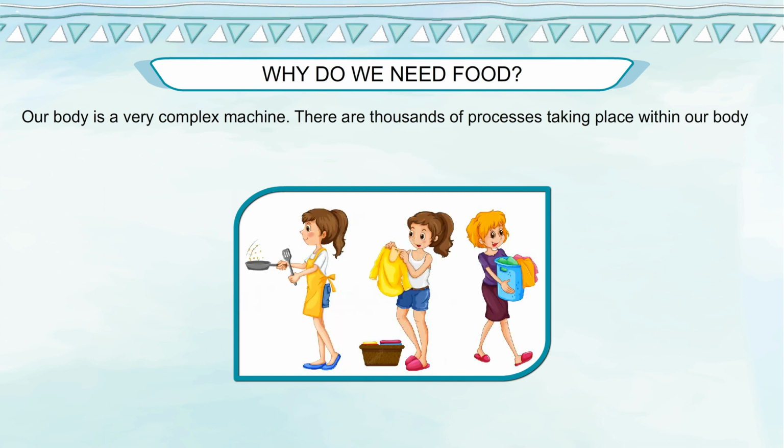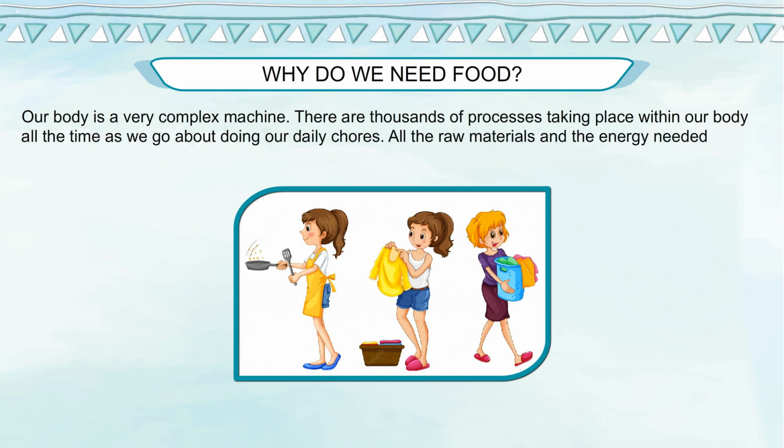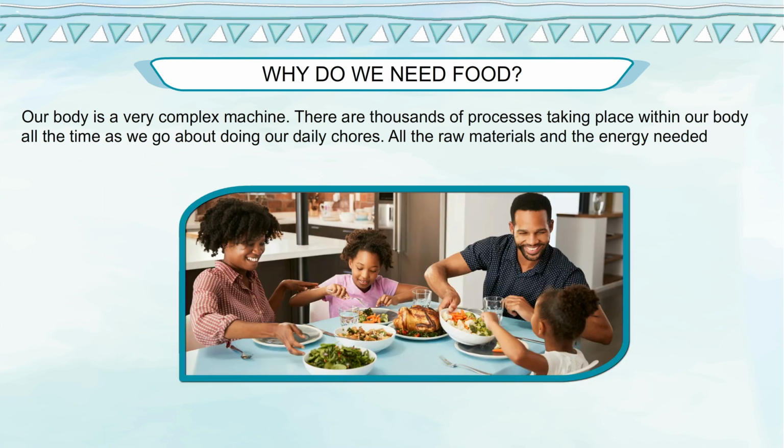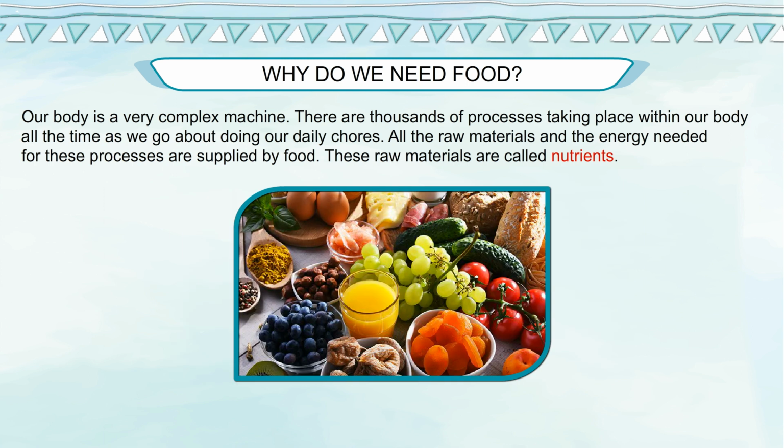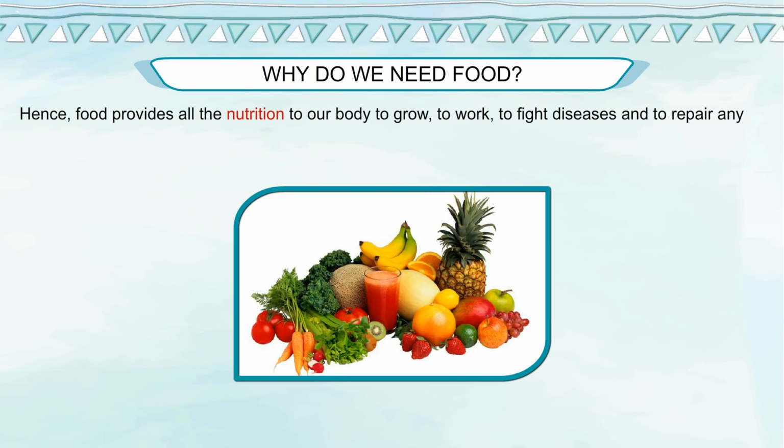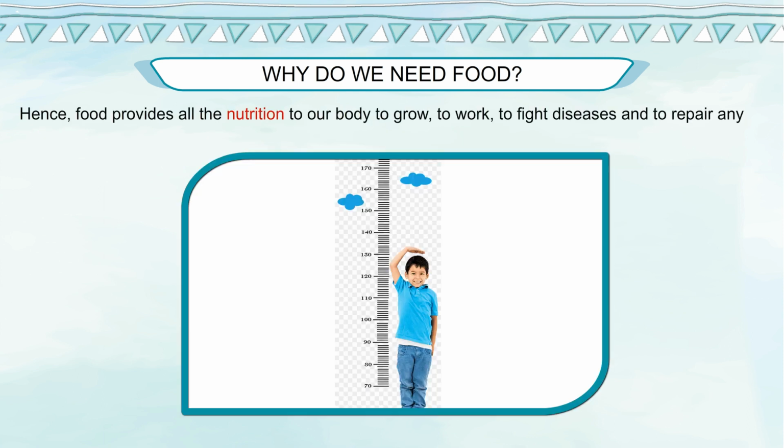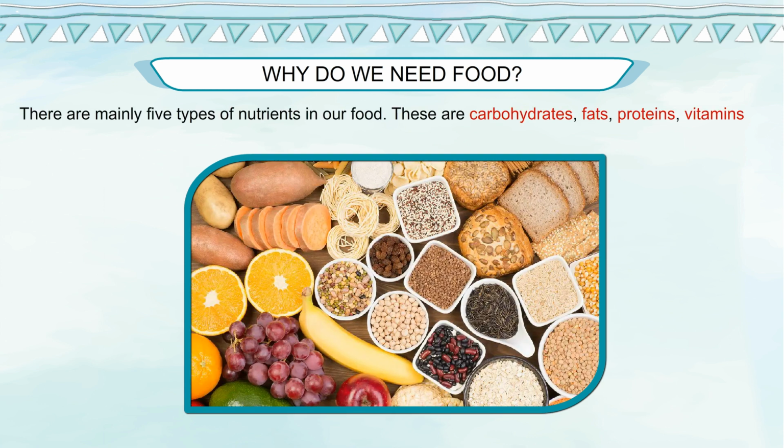There are thousands of processes taking place within our body all the time as we go about doing our daily chores. All the raw materials and the energy needed for these processes are supplied by food. These raw materials are called nutrients. Hence, food provides all the nutrition to our body to grow, to work, to fight diseases, and to repair any damage. There are mainly 5 types of nutrients in our food.